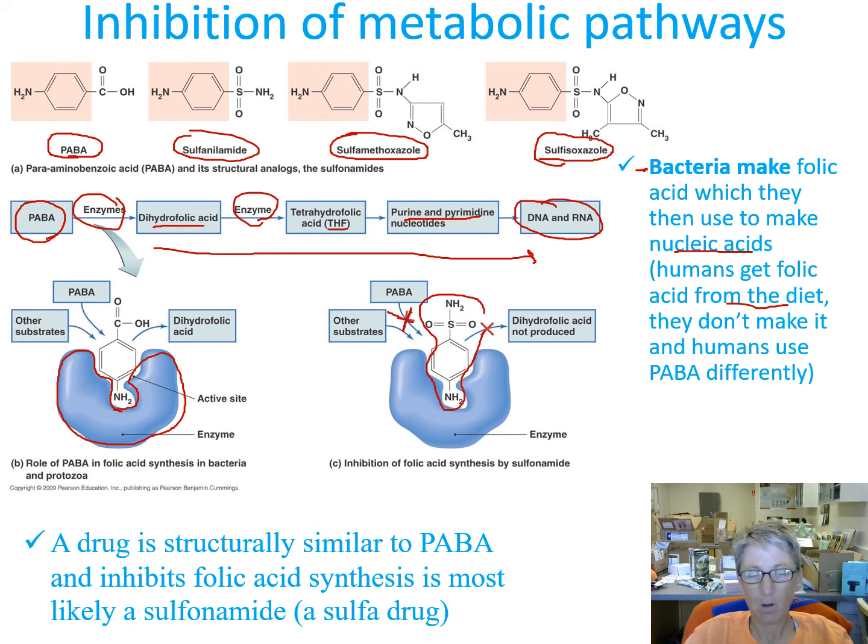If there is a drug that's similar to PABA and it inhibits folic acid synthesis, any test question could be, it's most likely a sulfonamide, aka a sulfa drug.